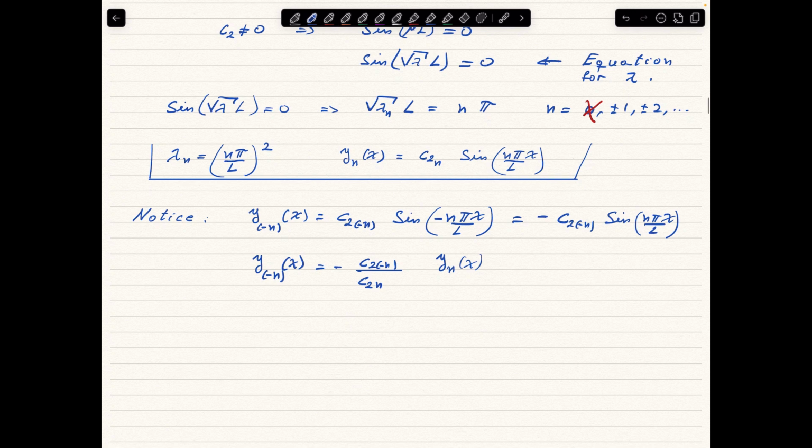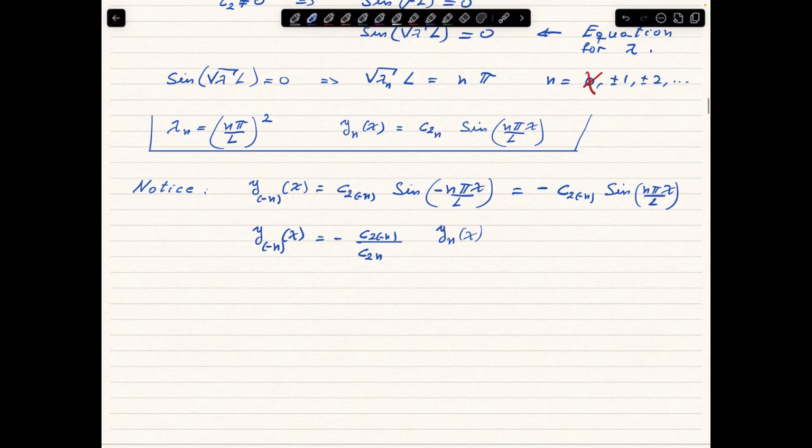So let's write that down. Y negative n of x is proportional to y n. So we don't need the negatives because they don't give us new eigenfunctions. They are always proportional to the positive ones.